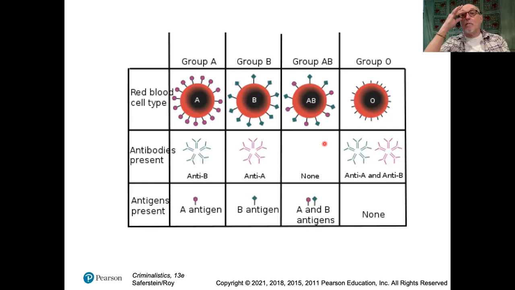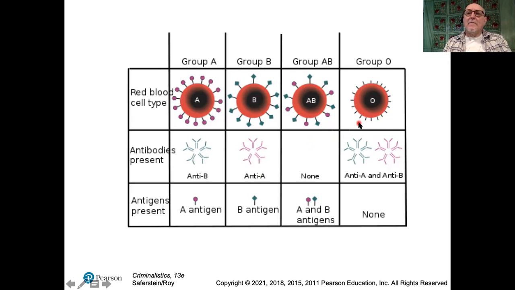What about somebody with both, with A and B antigen on the outside? They're not going to produce any antibody at all because they're not going to produce anti-A, they've got A. They're not going to produce anti-B because they've got B. So they produce no antibody at all.